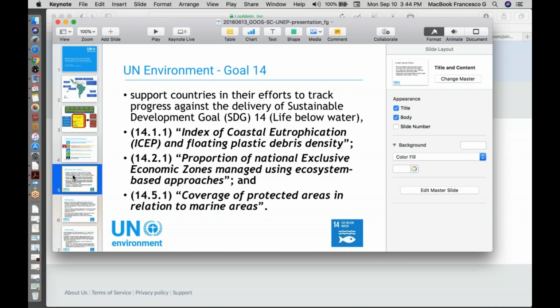That's one comment. Second comment: since 2014, we've been working on an ontology for the SDGs. It's called SDGIO.